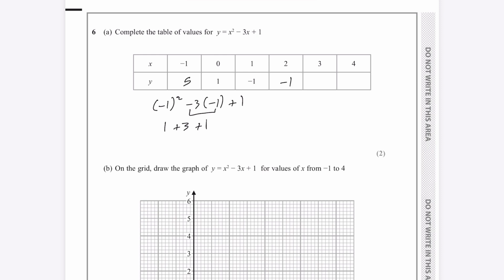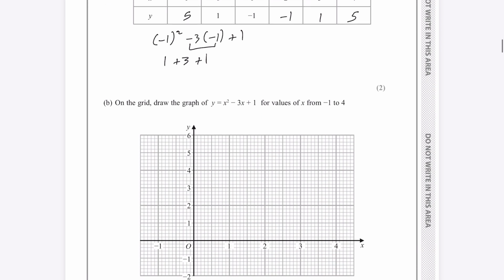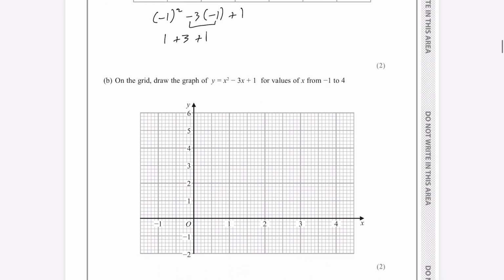And do the same for the remaining numbers, and you end up with this. And now we're going to plot that on the graph for part B. So we have -1 and 5, we have 0 and 1, we have 1 and -1, 2 and -1, 3 and 1, and 4 and 5 finally. And then we're going to connect these with a smooth line.